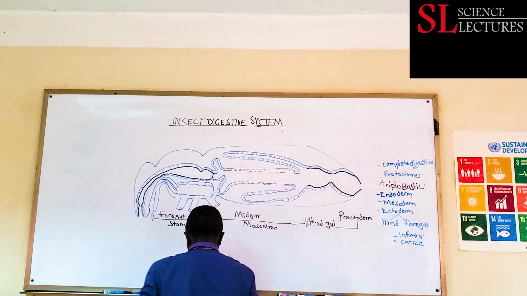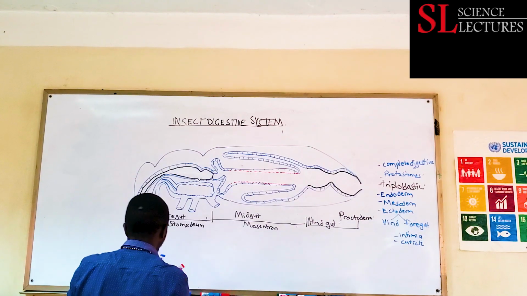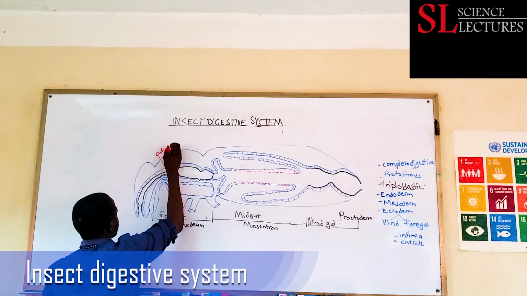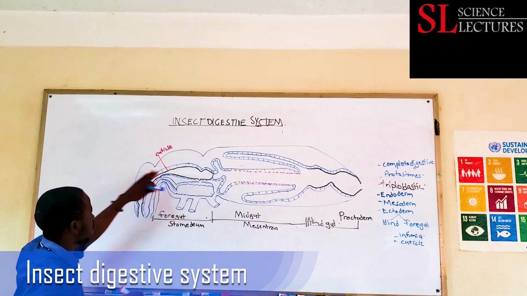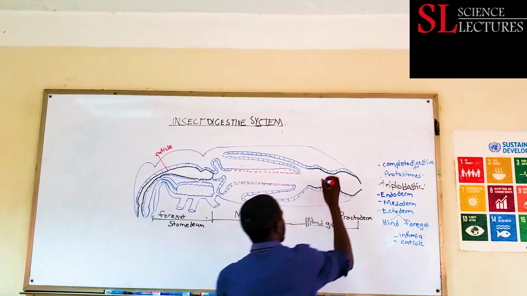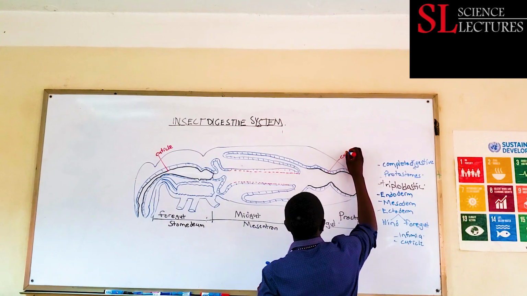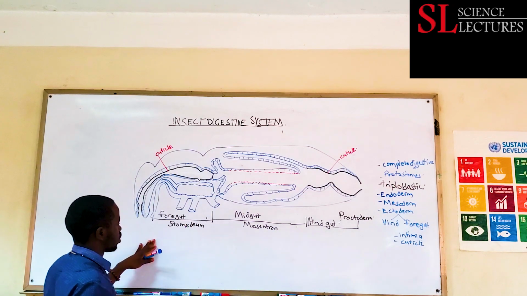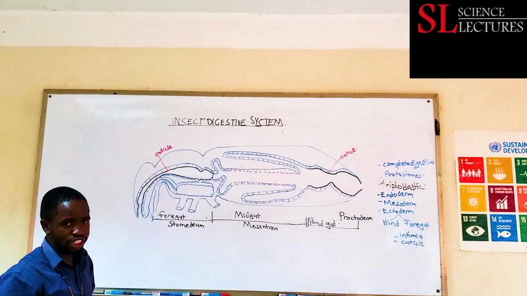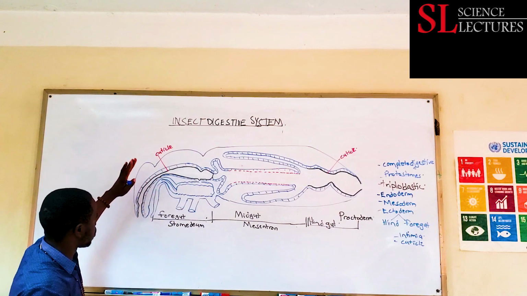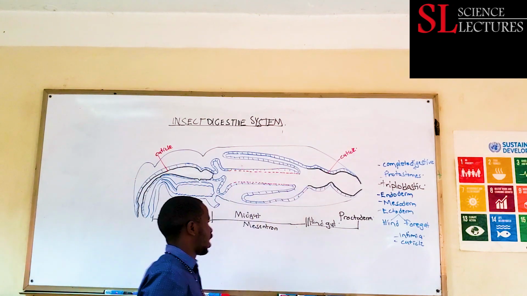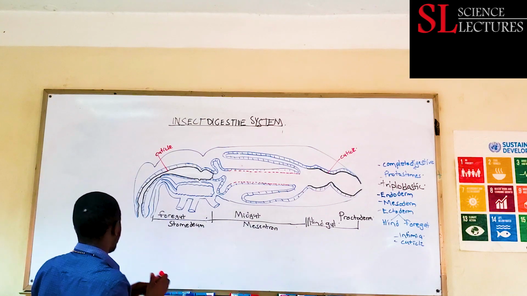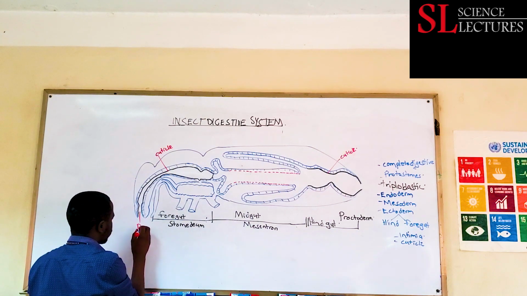When you try to label this structure, this black line that you are seeing here is the cuticle. This is the cuticle of the foregut, and this is also the cuticle of the hindgut. Yes, that is very important to note. The midgut has no cuticle. The cuticle is within the foregut and the hindgut. Then we start labeling, and we begin with the preoral cavity.